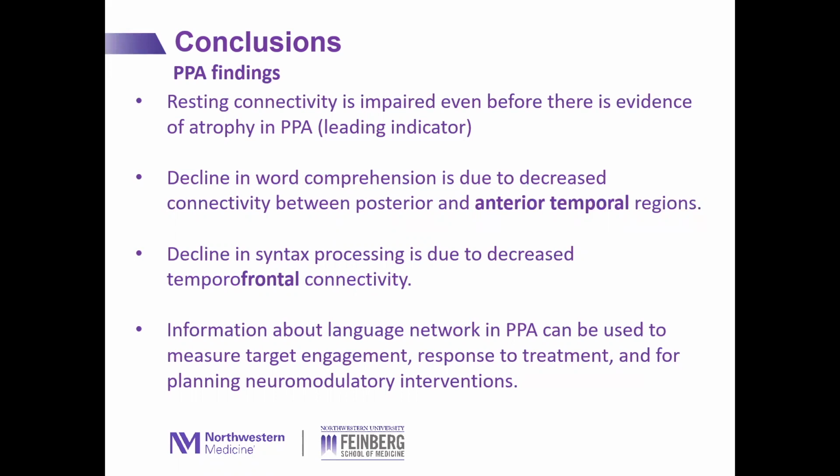Decline in word comprehension, we found that it was because of the decreased connectivity in the posterior and anterior temporal regions. But FDG PET showed us that it's really the anterior temporal that's driving it. And the same thing with syntax. We had more temporofrontal areas, but then it's the frontal area based on both the atrophy maps and PET results. It's the frontal that seems to be driving it.